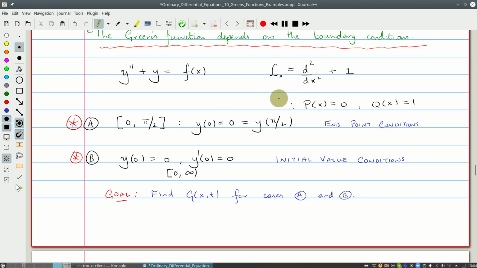Once again, the reason why this is an important thing will be apparent when you look at more advanced treatments of Green's functions. But this is not described in either Riley's book or Arfken's book. Okay, so our goal is to find the Green's function for both cases A and B. So let's have a look at case A.